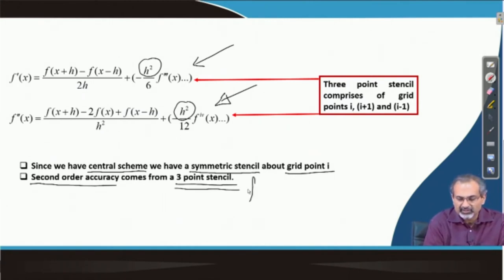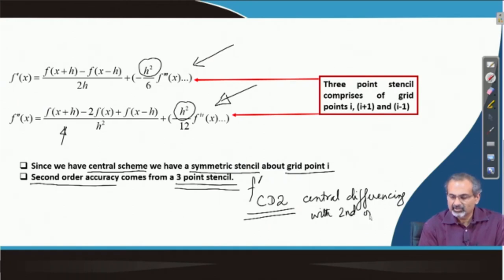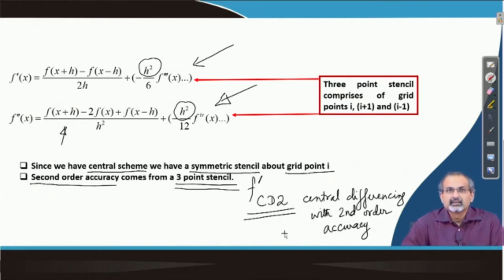We will for now focus only on the first derivative when we do it for still higher order accuracy, but we find that even for the second order derivative, the same 3-point stencil could be used. So, now the question is that we found out the f dash using central differencing of second order accuracy. This is often referred to in the literature as the CD2 scheme. That essentially means central differencing with second order accuracy. So, that is abbreviated as CD2.